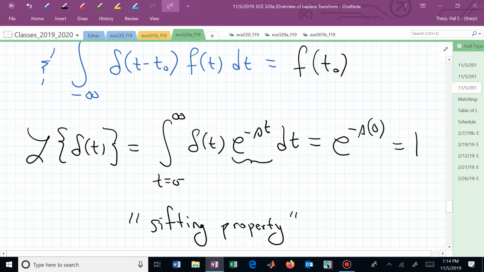So now when you think of that, that's what's happening: this impulse function is sifting out the argument of that function outside the integral. Just like you were sifting your flour, you were getting rid of what you didn't want in your cookies.